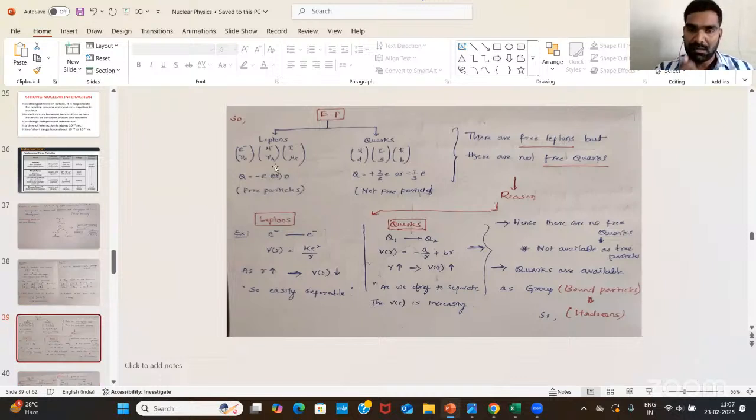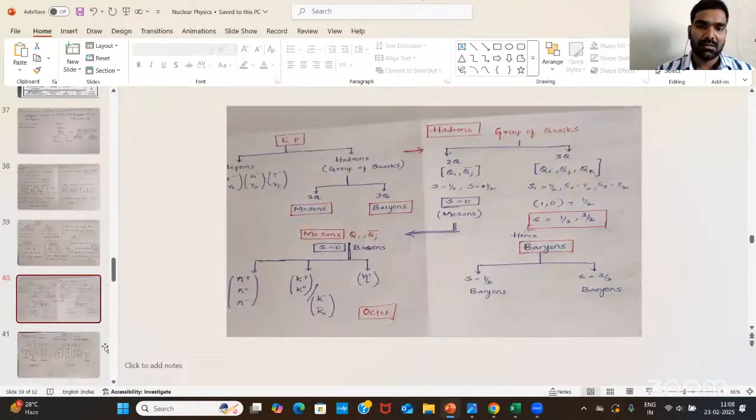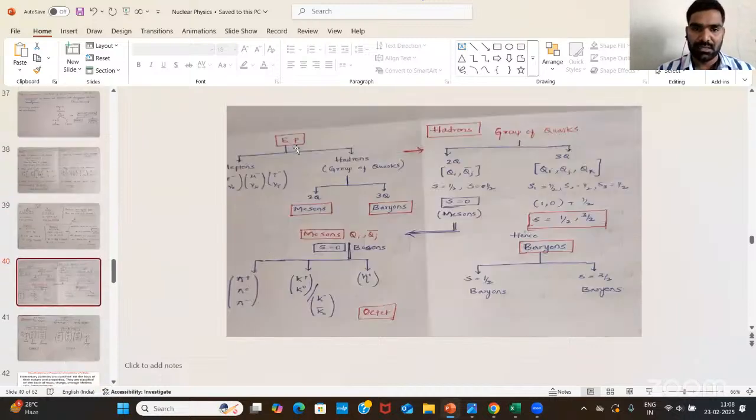if you again try to classify these elementary particles, these are leptons, these are quarks, right? So a group of quarks is called what? Hadrons. So we can write here leptons and hadrons. Quarks exist as groups, so these quarks are nothing but hadrons. We can write the quarks as hadrons. This is how we can write: these are the elementary particles, these are the leptons, these are the hadrons.